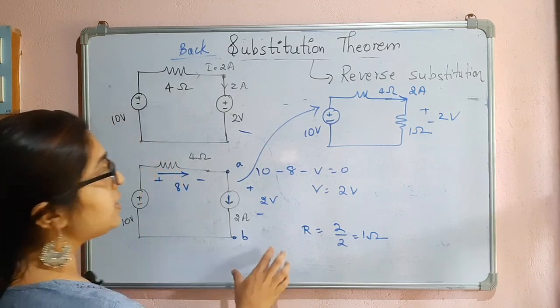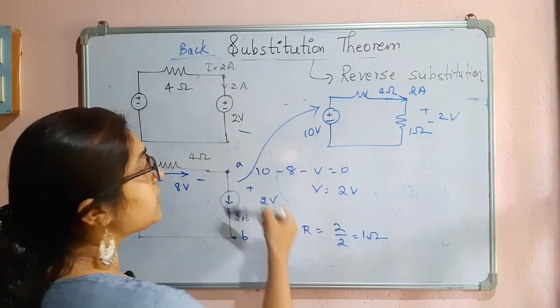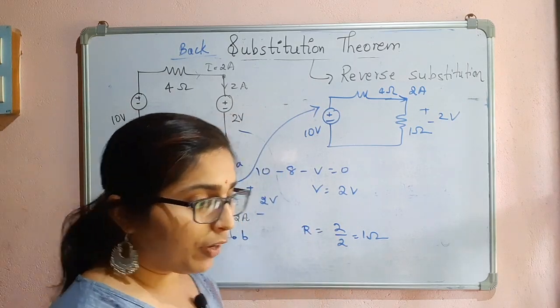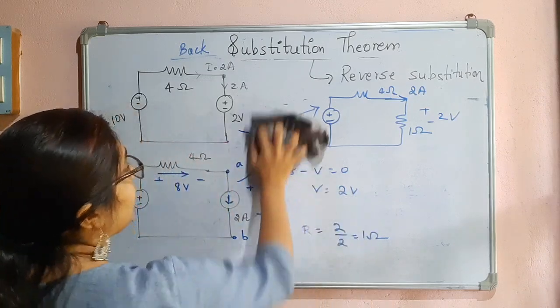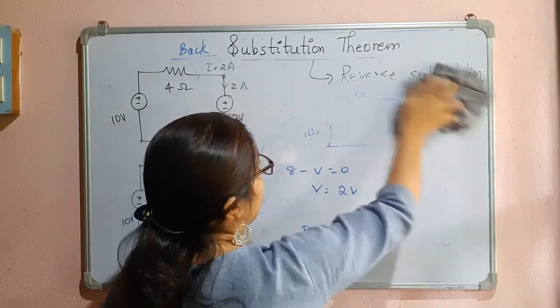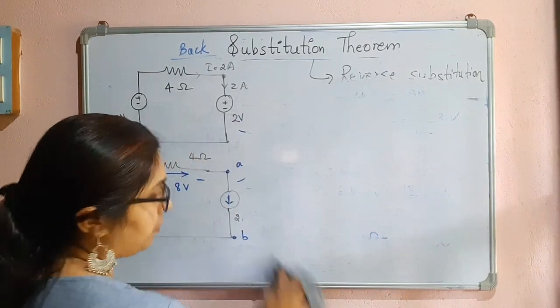That means the reverse substitution is possible in this case when the sources are absorbing power. If we take some examples where the source is delivering power, in that case it will be very difficult to apply this reverse substitution theorem. So I will give you an example.